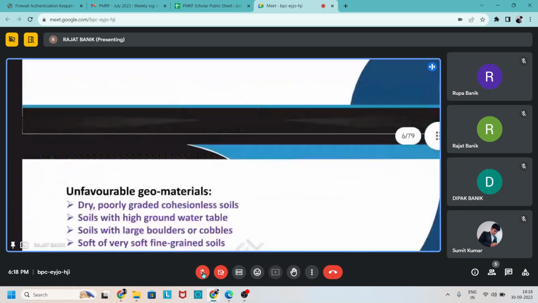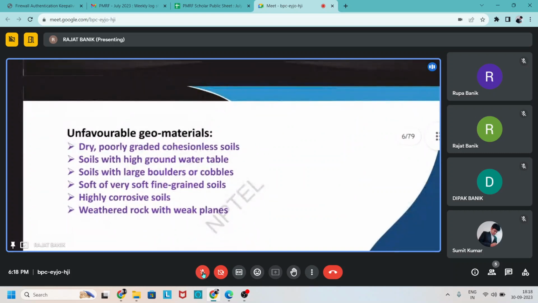Now we discuss where this method is not very suitable, that means unfavorable geomaterial. A few ground conditions are given: first, dry, poorly graded cohesionless soil, and then soils with a high groundwater table, soil with large boulders and cobbles, soft to very soft fine-grained soil, highly corrosive soil, and weathered rock with weak planes. So these are the few ground conditions where we cannot use this soil nailing technique.